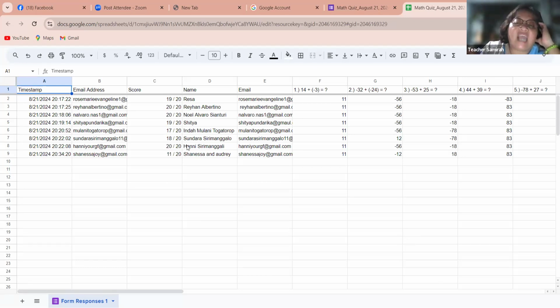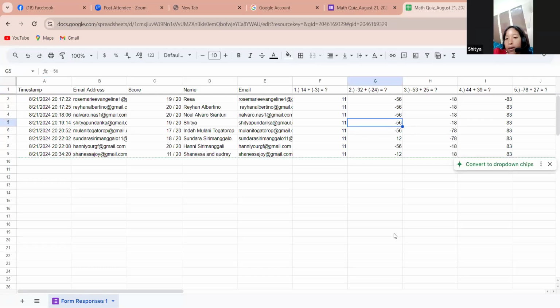And then the second one, who got 19/20? They are two girls, Ressa and Shitya. So they were able to get 19/20. Congratulations, Shitya. By the way, which part of the quiz did you get confused with, Shitya? Is it about addition or subtraction?